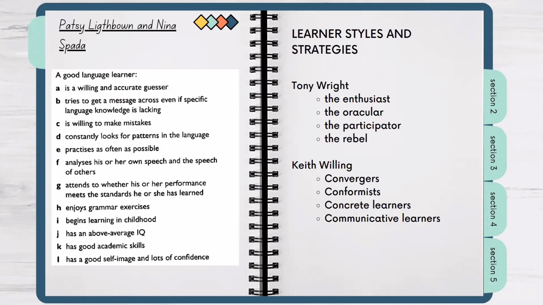Patsy Lightbown and Nina Spada summarized the main consensus about good learner characteristics. As they point out, the characteristics can be classified in several categories. You have motivation, intellectual abilities, learning preferences, and some, such as willingness to make mistakes, can be considered a personality characteristic. In other words, this wish list cuts across a number of learner variables.